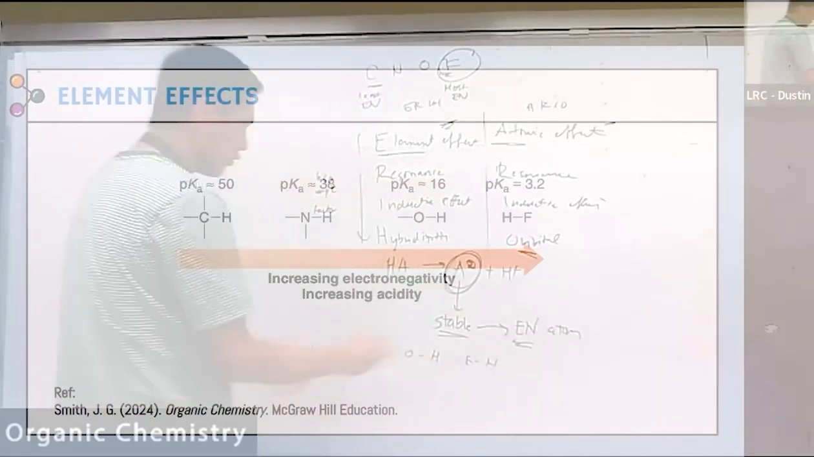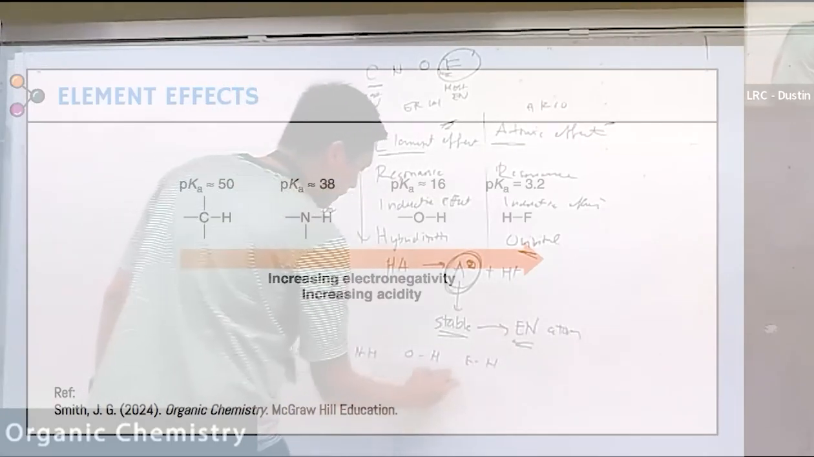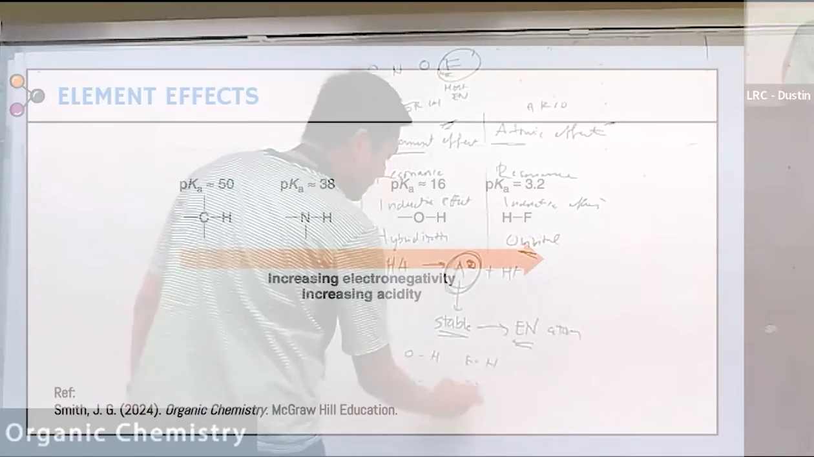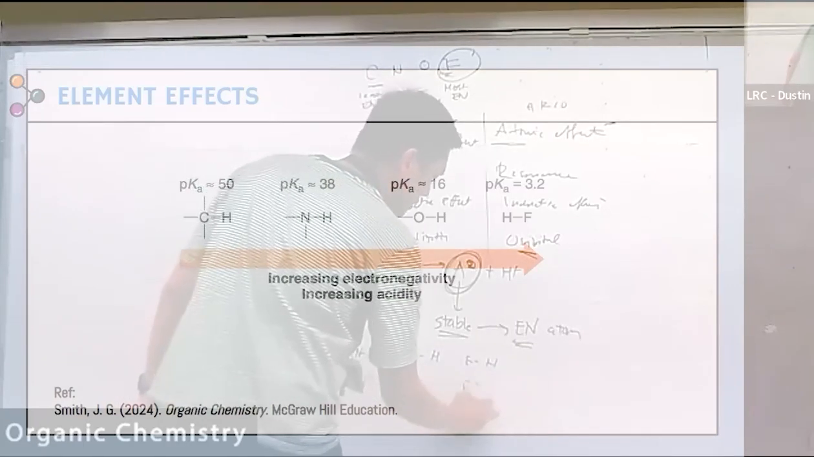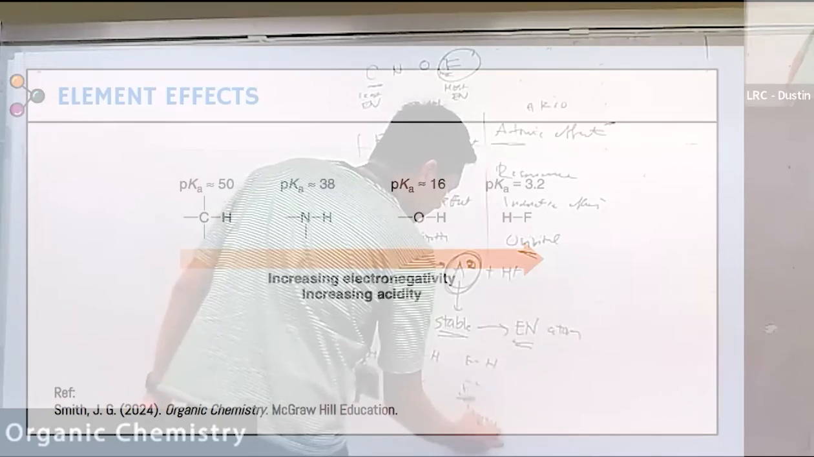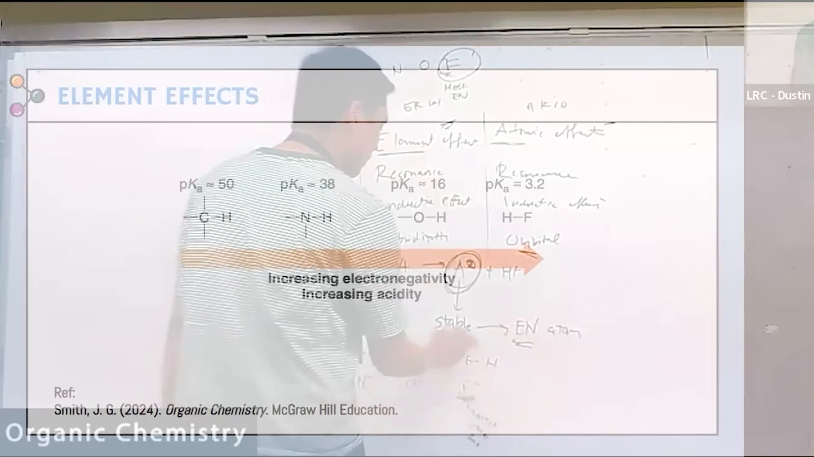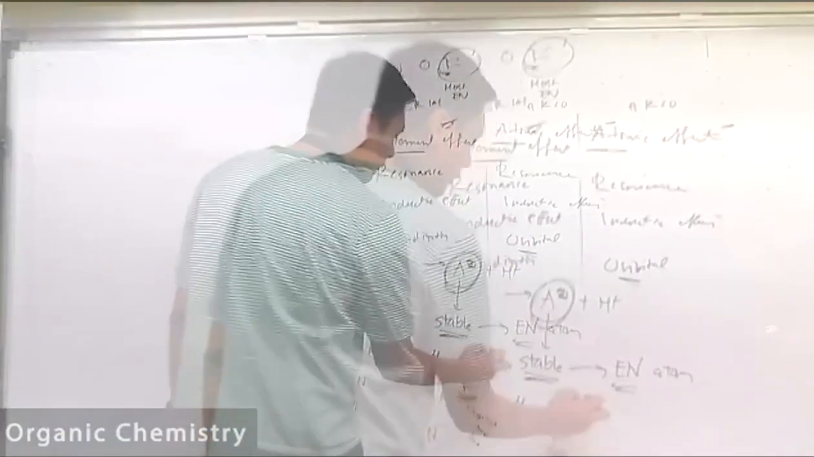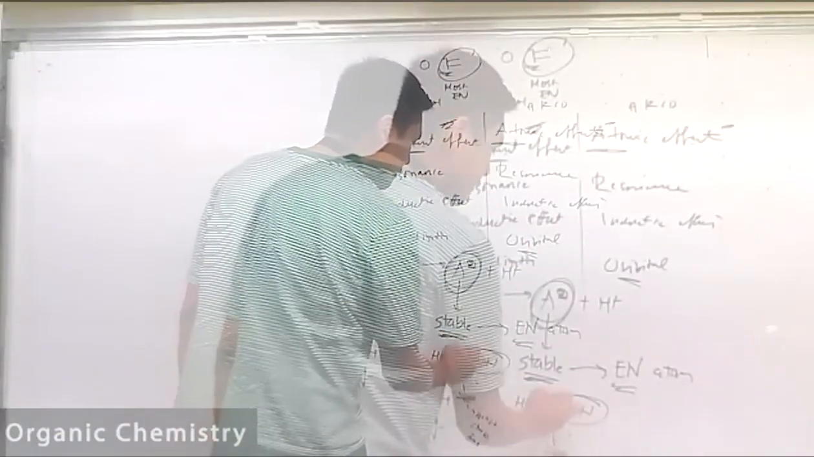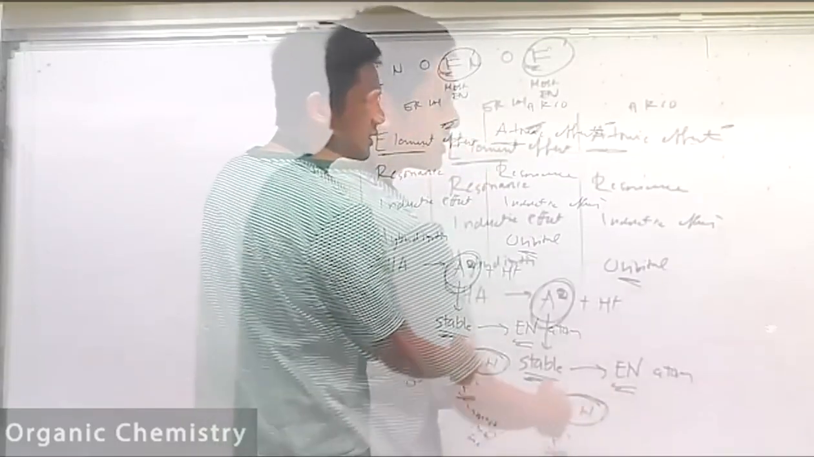If we're going to remove one hydrogen, that's C minus, N minus, O minus, and F minus. This is the most stable base. Most stable base. And what did we say kapag stable ang base? Kapag stable ang base, ang acid ay strong. Stable base, strong acid. So HF is the strongest acid.